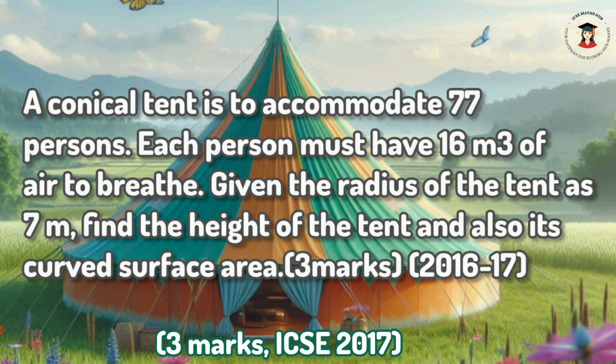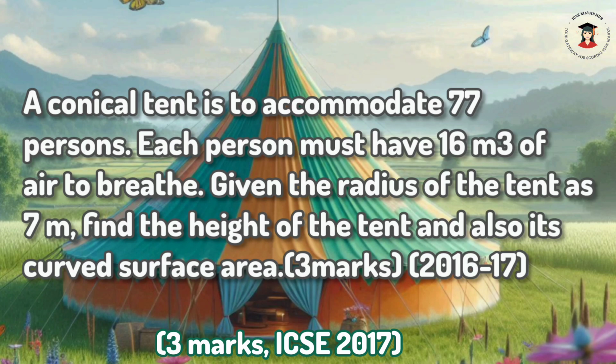The eighth question. A conical tent is to accommodate 77 persons. Each person must have 16 meter cube of air to breathe. So there are 77 persons. Each person should have 16 meter cube of space as air. So what will be the total volume? 77 into 16. At least the conical tent should have that much volume to accommodate 77 persons.